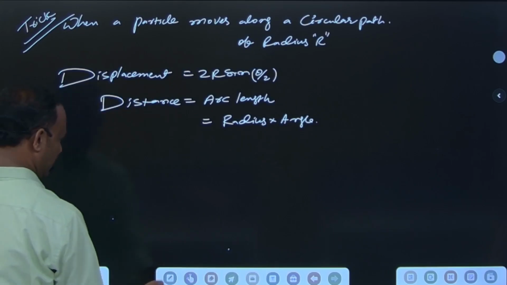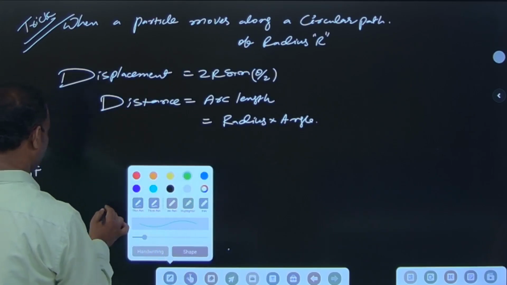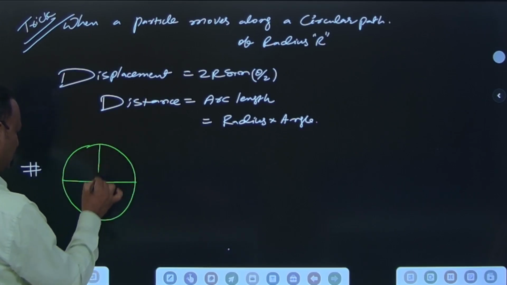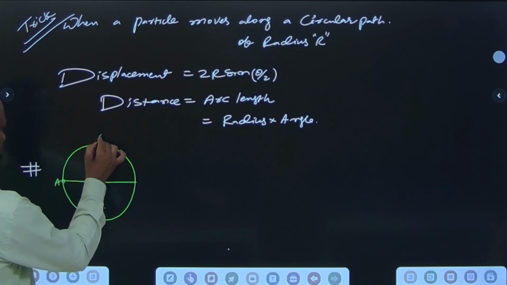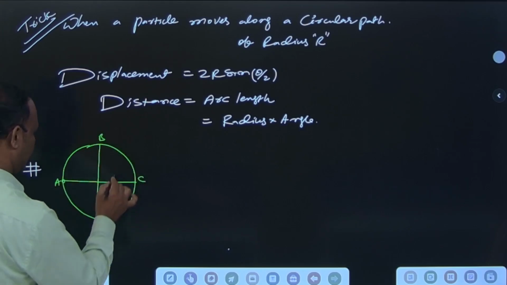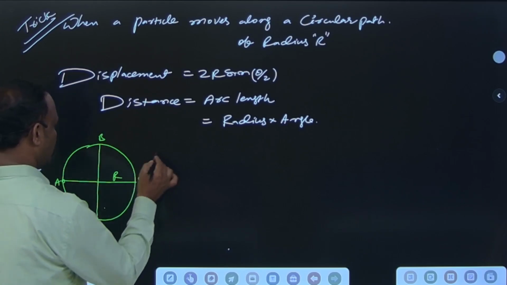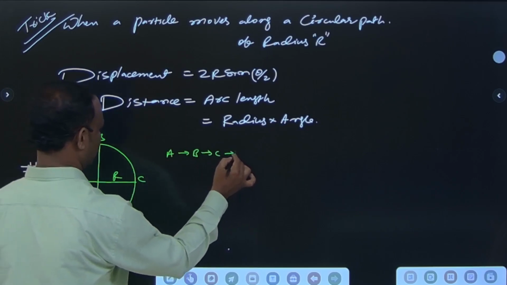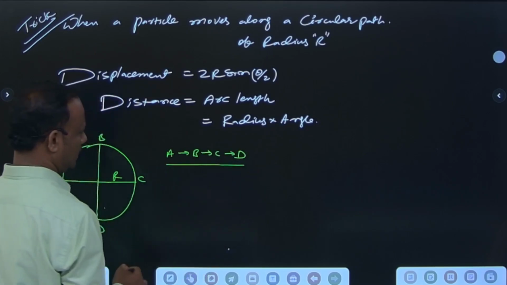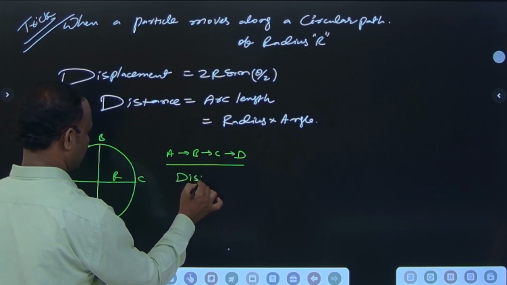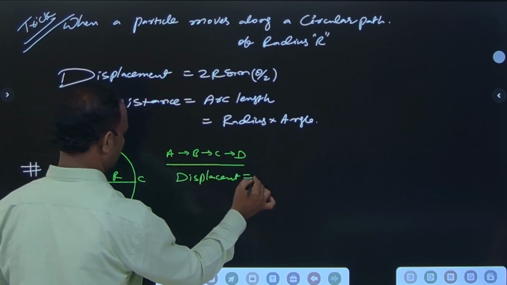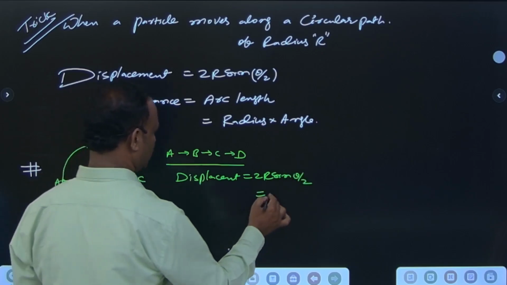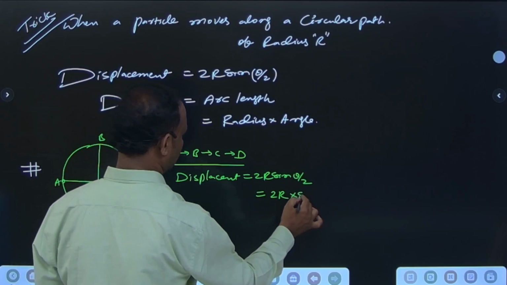For example, the first one I am choosing is a circular path. Just now we completed this: A to B to C to D. So what is the displacement from A to B to C to D? What can the displacement be written as? Displacement is equal to 2r sin(θ/2).